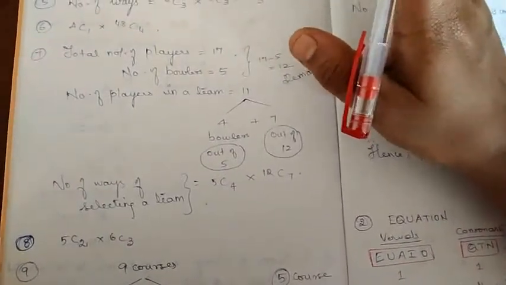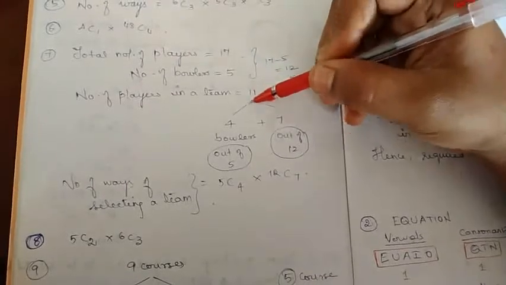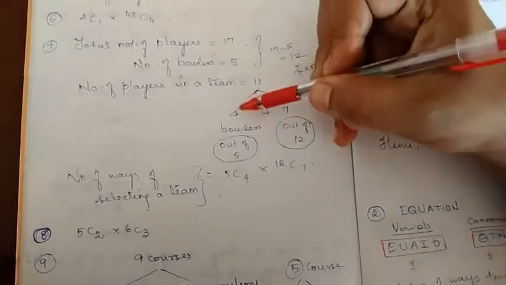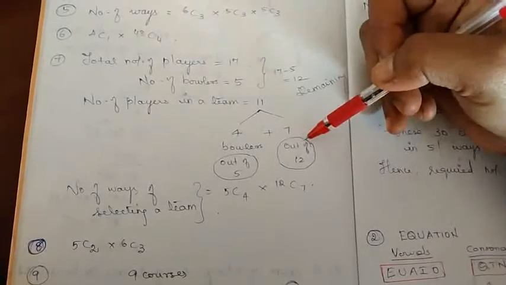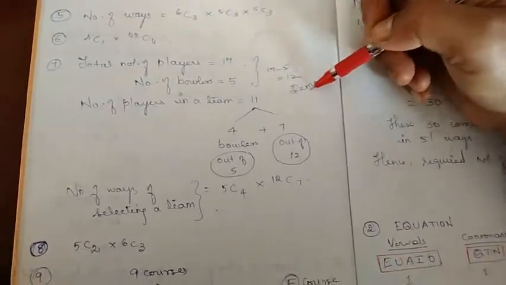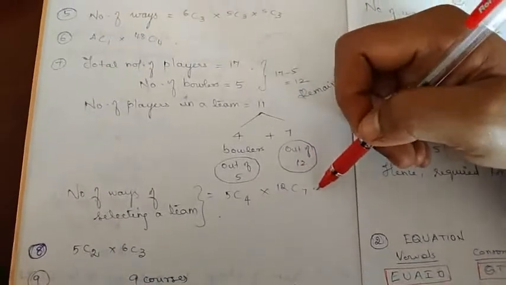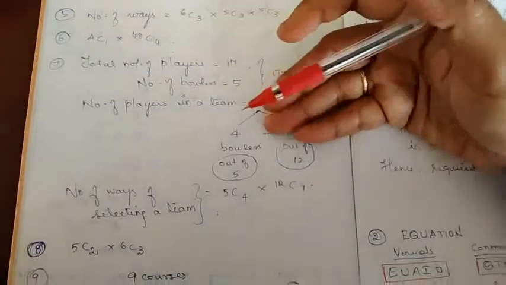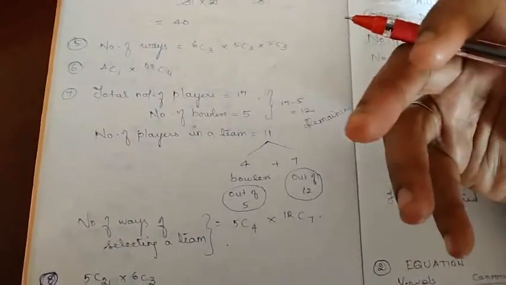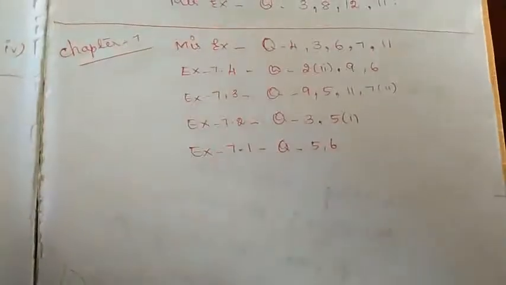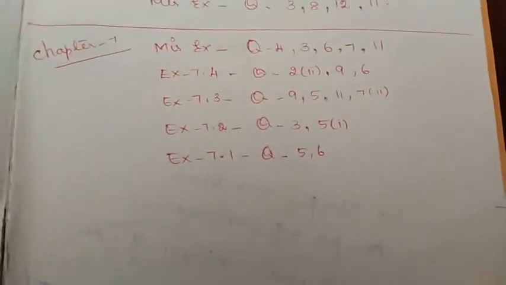In how many ways can this be done? Out of 11 players, 4 should be bowlers, so the remaining 7 can be non-bowler players. These 4 bowlers can be chosen out of 5, so 5C4 ways. And these 7 players can be chosen out of the 12 players remaining, which is 17 minus 5. So this is 12C7. By multiplication principle, it is 5C4 into 12C7. Right? Hope you got it. Hope you got the concept of permutation and combinations. So do these questions as homework.